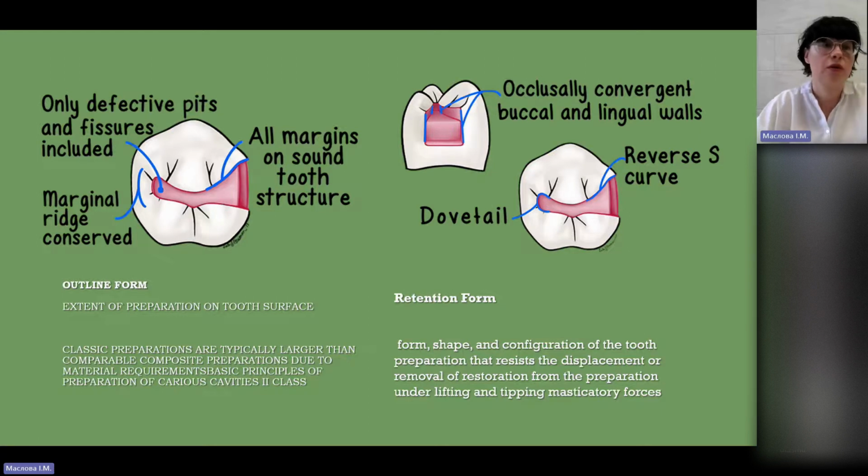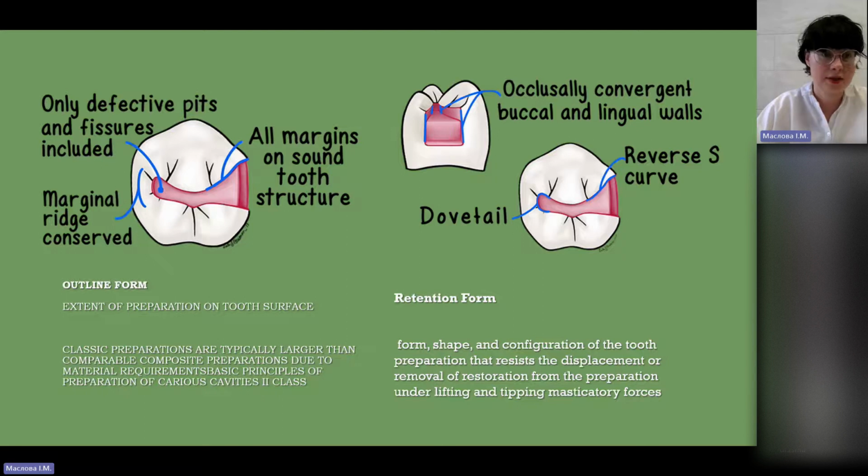Please put your attention on the screen, on the slide. You can see the form of the carious cavity, second class, after preparation. You need to use this form of preparation for the quality filling. Only defective pits and fissures are included. This is for the occlusal surfaces.